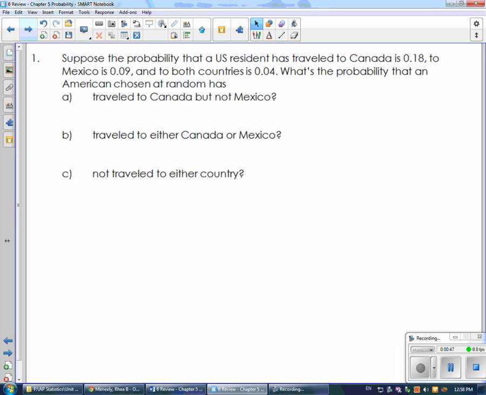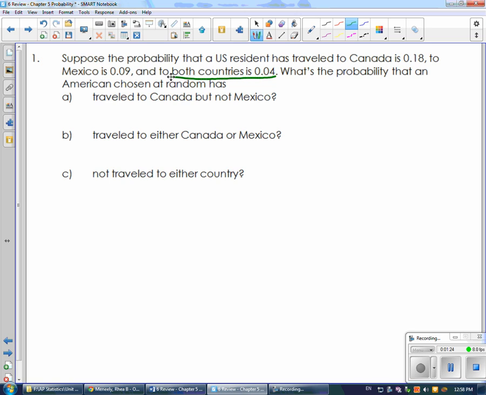So number one, it says, suppose the probability that a U.S. resident has traveled to Canada is 18%, to Mexico is 9%, and to both countries is 4%. What's the probability that an American chosen at random, and then you've got three different scenarios. In this case, I'm not looking at a sequence of events, like first they go to Canada and then they go to Mexico. It's just two very similar events that overlap, because we are given the probability of visiting both countries. So in this scenario, it's going to be best to construct either a Venn diagram or a two-way table.